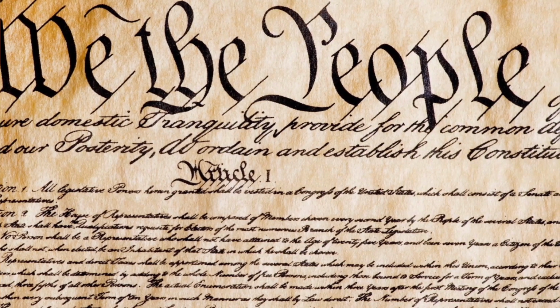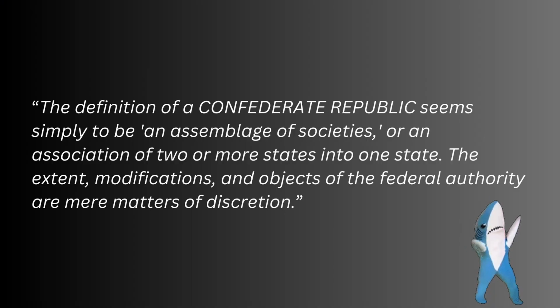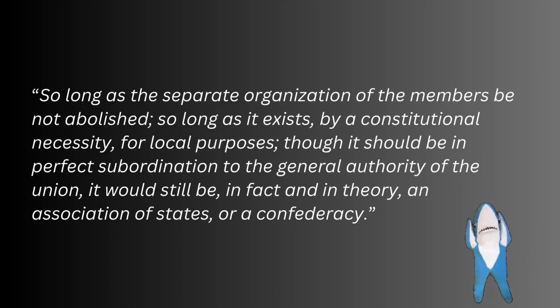Hamilton spends the rest of this essay explaining why a confederate republic is not a threat to the states. He says that the definition of a confederate republic seems simply to be an assemblage of societies, or an association of two or more states into one state. The extent, modifications, and objects of the federal authority are mere matters of discretion. So long as the separate organization of the members be not abolished, so long as it exists by a constitutional necessity for local purposes, though it should be in perfect subordination to the general authority of the Union, it would still be, in fact and in theory, an association of states, or a confederacy.